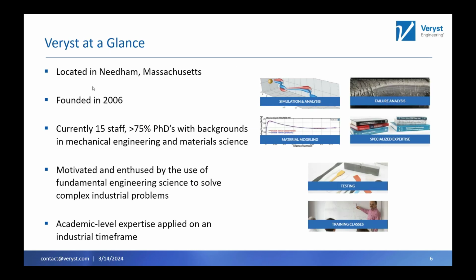So, just at a glance, Verist, we're in Needham, Massachusetts. We're not that old, founded in 2006, but right now we have 15 staff, most of us with PhDs, with backgrounds mostly in mechanical engineering and material science. Generally speaking, we like using fundamental engineering science to solve industrial problems. And that last bullet there is our little catchphrase, which is academic expertise applied on an industrial time frame.